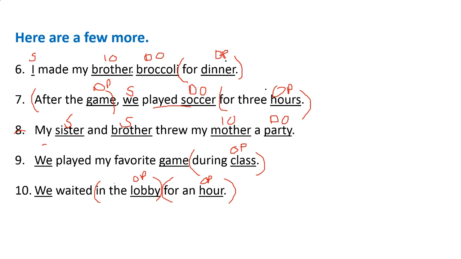We played is the subject and verb, telling who played and what did we play. We played my favorite game, so that's going to be direct object. And there is no indirect object. We waited in the lobby. All there is is a subject. And that's it. Hopefully that helps. Talk to you later. Bye-bye.